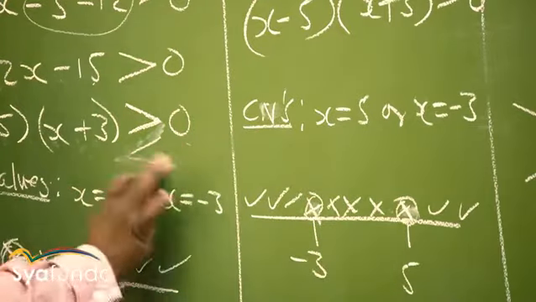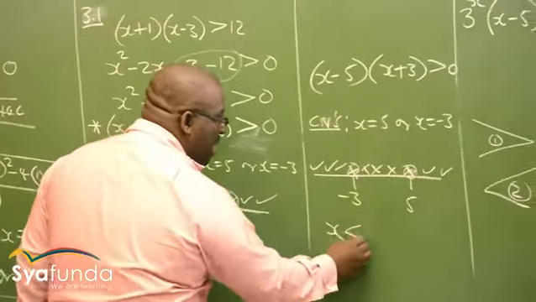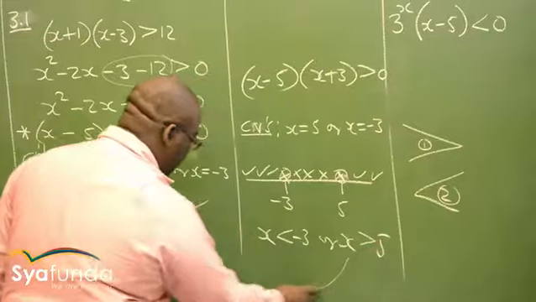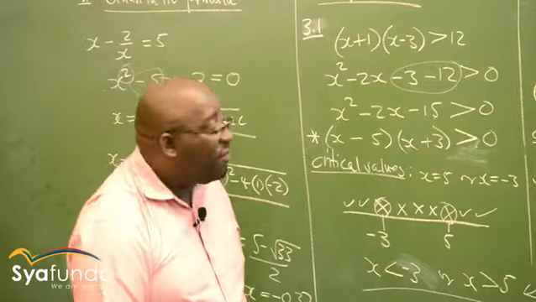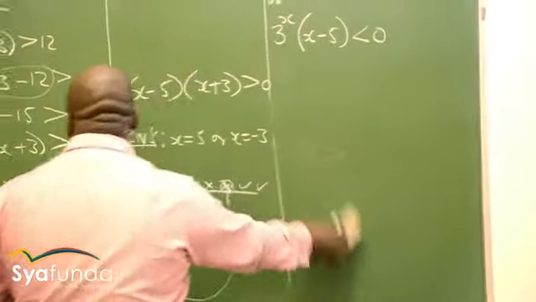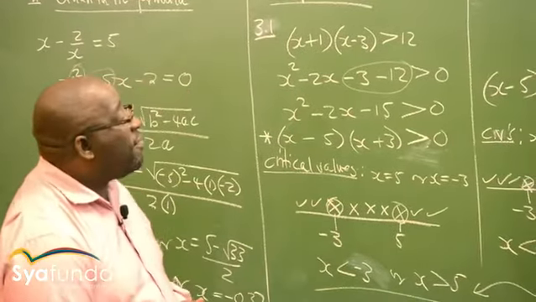So how would I go about writing the solution of this one? I would say x is less than -3, or x is greater than 5, which is exactly the same as this one. But when you are rushing against time in your examination, you can follow that short route. It is important to understand this part first. Let us go to another type of inequalities.